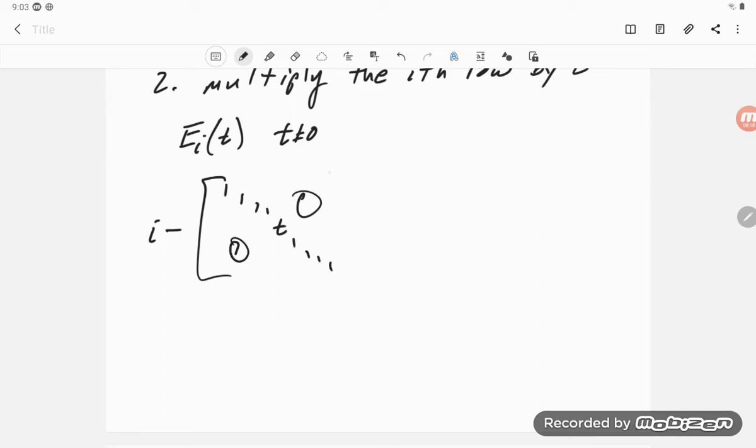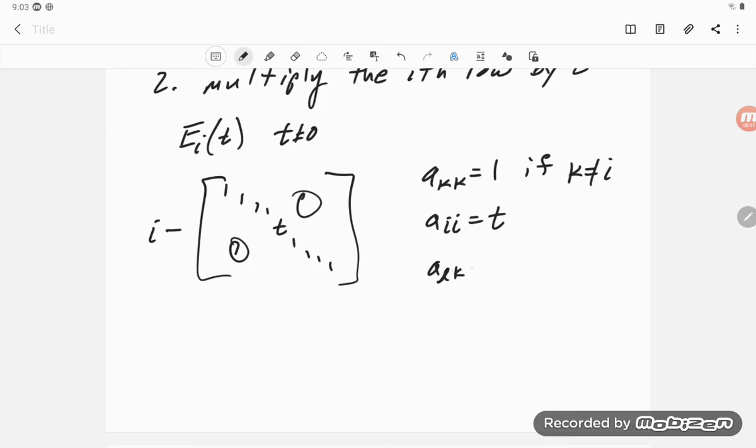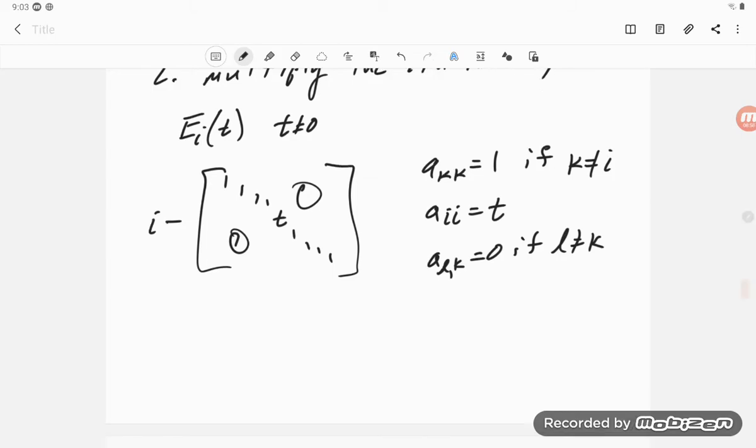And all that stuff is 0. And so in this case, you have that A_KK is equal to 1 if K is not equal to I, and then you have that A_II is equal to T, and then any A_LK is equal to 0 if L is not equal to K, so all the off diagonal pieces. Okay, so that was pretty simple.